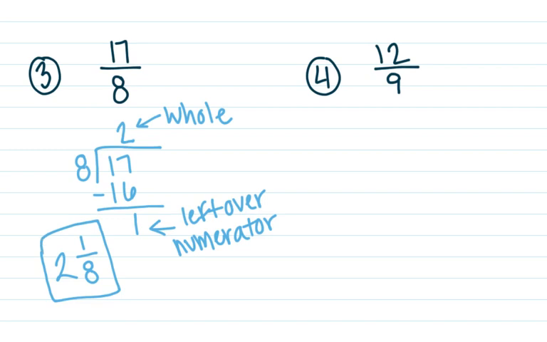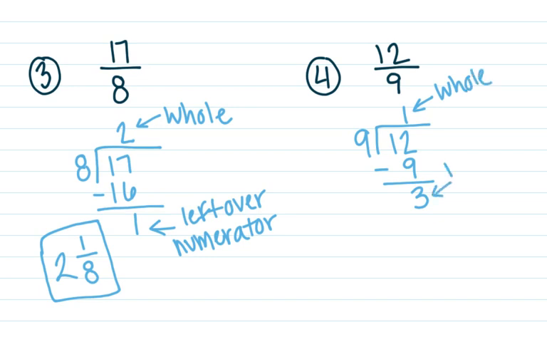Let's take a look at the next one. Again, it's essentially a division problem. You're asking yourself, how many times does 9 fit into 12? Well, that's 1 time. 12 minus 9 is 3. So again, this is our whole number. And then this is the piece left over out of 9, so this is going to become our numerator. We have 3 out of 9 pieces left over. So our final answer here is going to be 1 3/9.